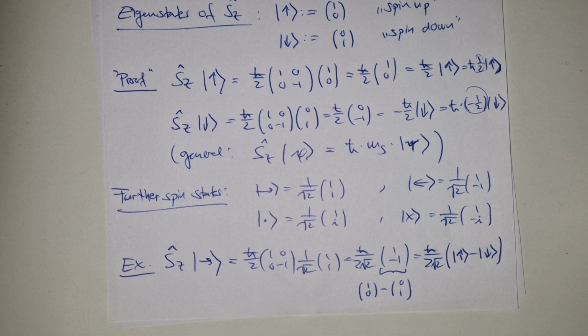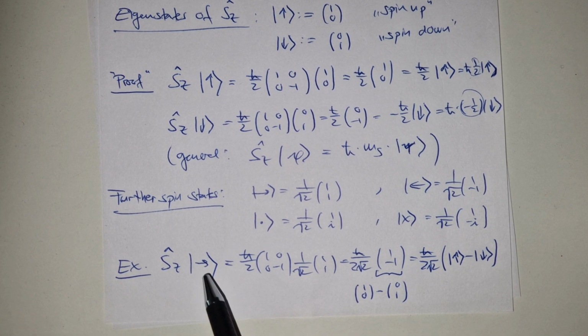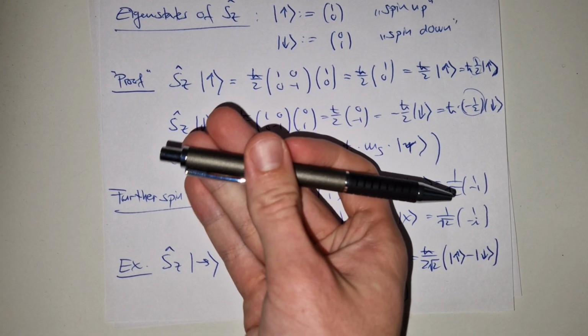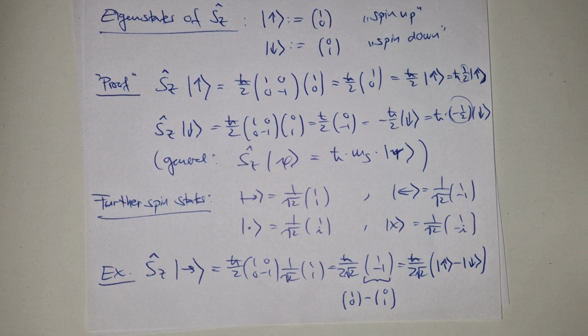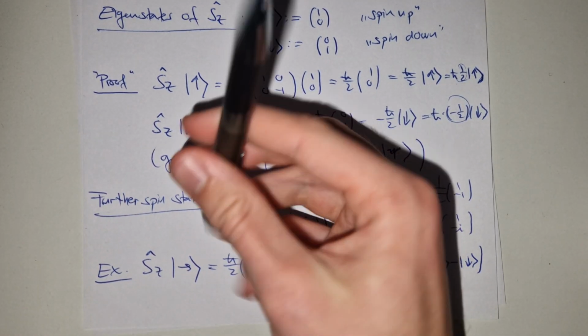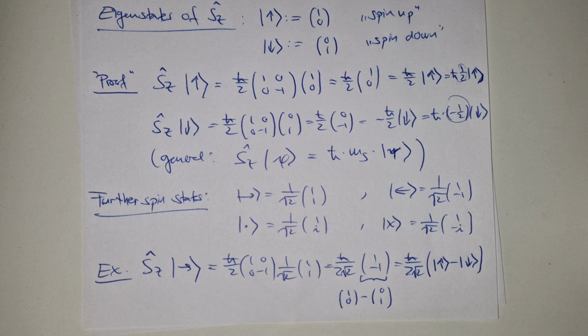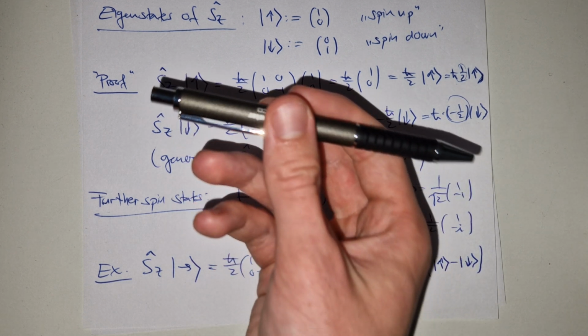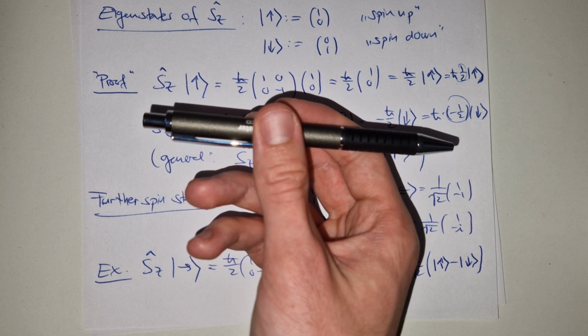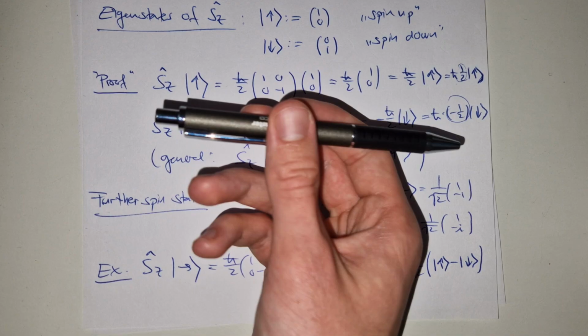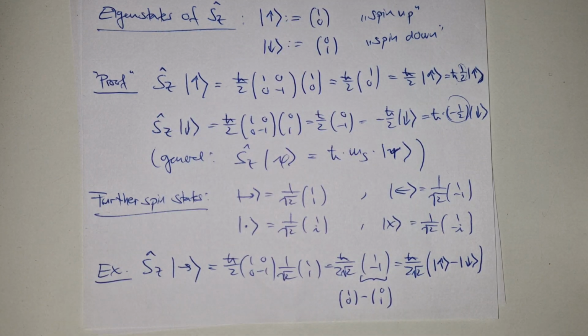Okay, that makes sense. So if you try to measure a spin right particle with an operator which can only measure spin up or spin down, what you get is an equal distribution of spin up and spin down, because the spin right state is an equal superposition of spin up and spin down.